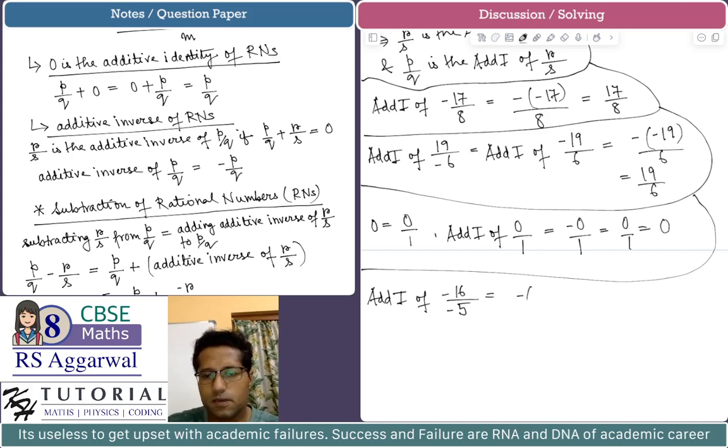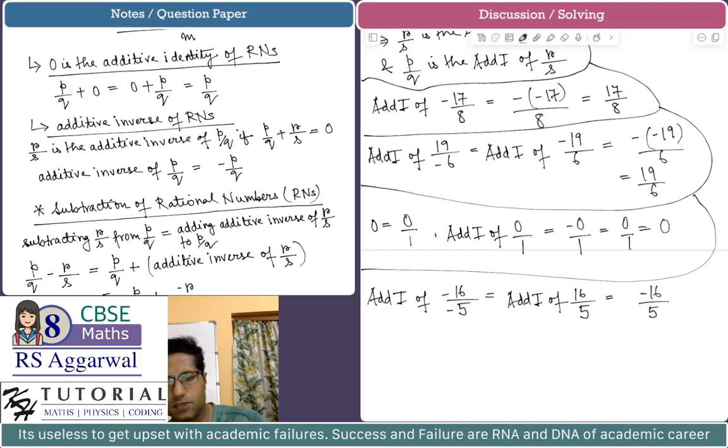So this will be equal to the additive inverse of, we are converting the rational number minus 16 by minus 5 so that it has a positive denominator. So this becomes 16 by 5. Now what is the additive inverse of 16 by 5? You just take the negative of the numerator, minus 16 by 5. So minus 16 by 5 is the additive inverse of minus 16 by minus 5, which is essentially equal to 16 by 5.